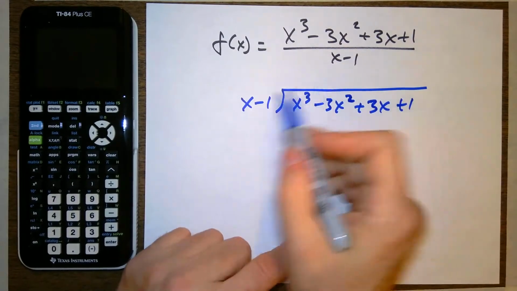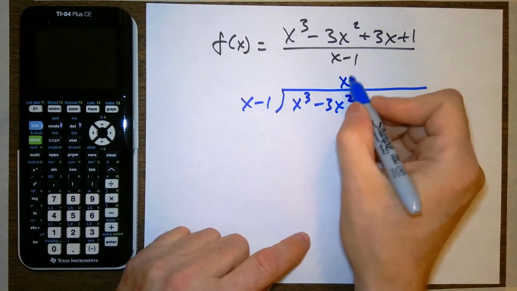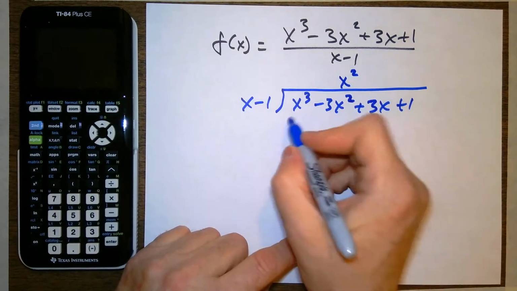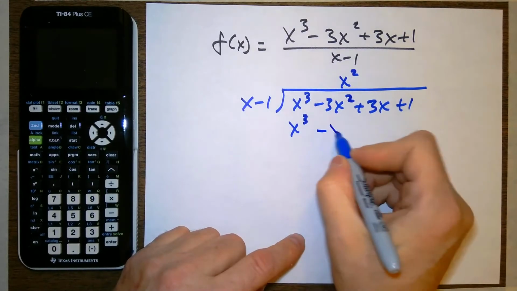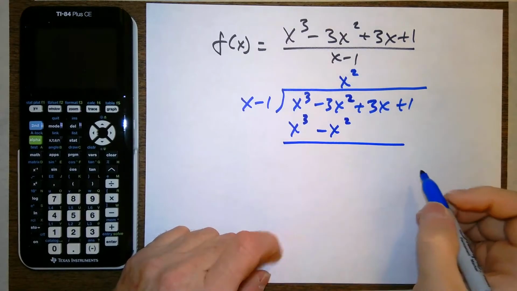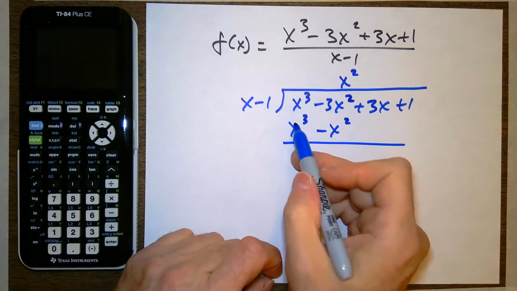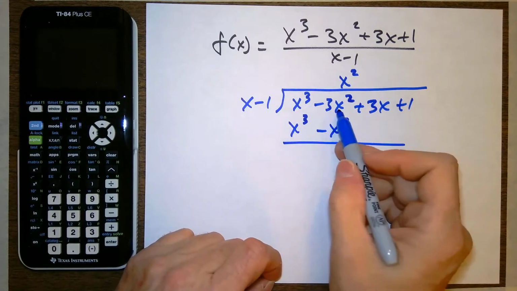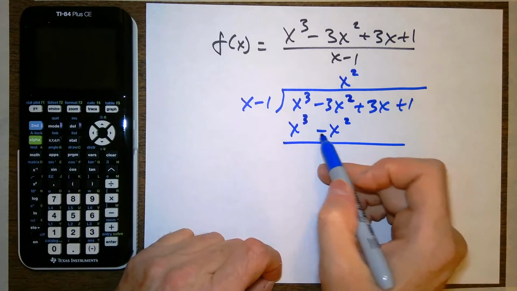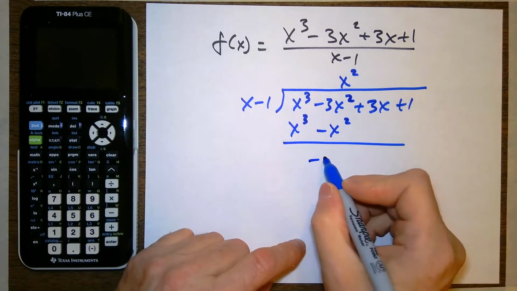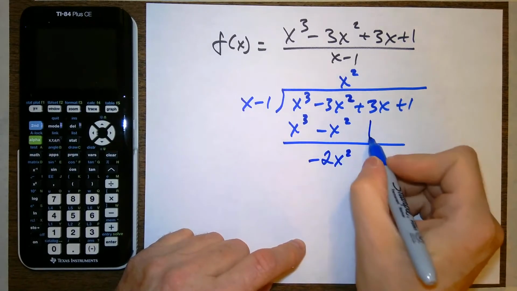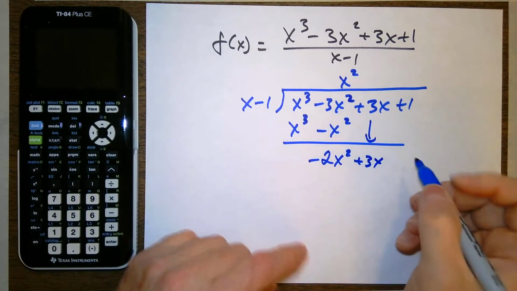All right, so let's see. What times x gives me x cubed? X squared. X squared times x gives me x cubed, but it also gives me x squared times -1 is negative x squared. Now we subtract. X cubed minus x cubed is nothing. 3x squared minus negative x squared is 3x squared plus x squared, which gives me 2x squared. And bring down the 3x.